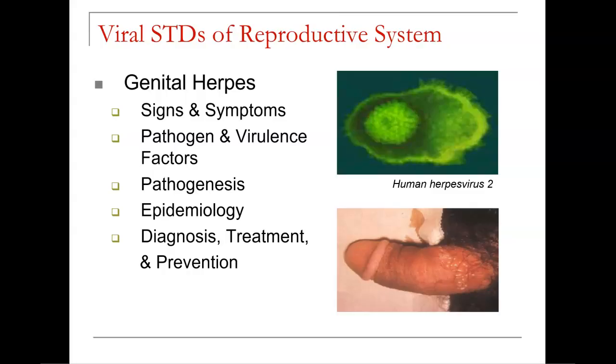Next, we have what's called genital herpes. Signs and symptoms are going to be small blisters on or around the genitals or rectum, fever, malaise, myalgia, and decreased appetite. The pathogen here is going to be human herpesvirus 2, or HHV2, which covers about 85% of these. Virulence factors: the virus can become latent in the nerve cells.